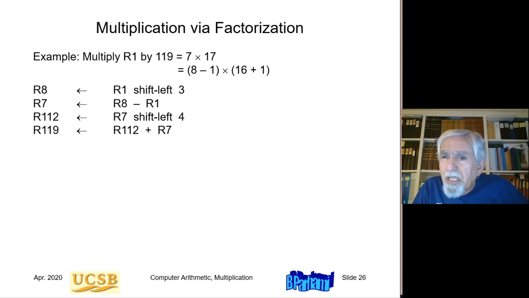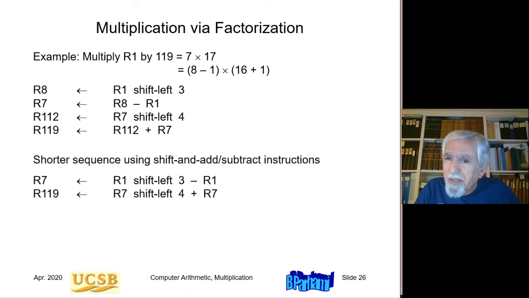Sometimes factorization helps. So if I'm interested in multiplying by 119, I could use the previous method, but I could also observe that 119 is 7 times 17. It turns out 7 is a power of 2 minus 1, and 17 is a power of 2 plus 1. So basically, 2 shift-and-adds suffice. I multiply by 7 by multiplying by 8 and then subtracting 1. And then multiply by 17 by multiplying by 16 and then adding 1. And then this becomes two instructions. So factorization sometimes helps.